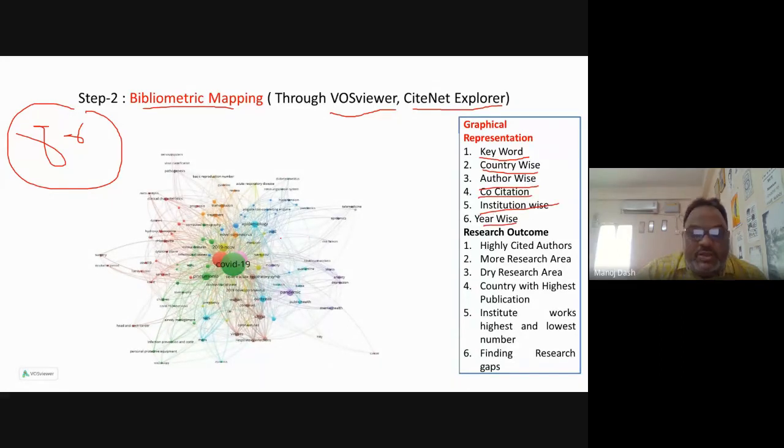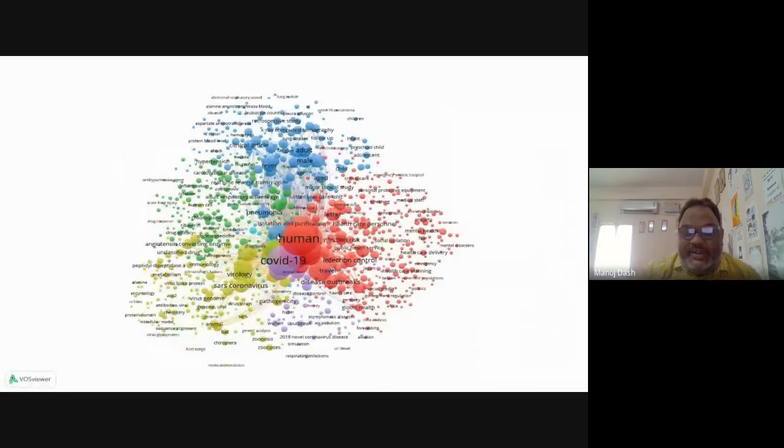For example, suppose, let me explain. This is the one bibliometry. Now, which is the most explored area? Anybody? जो काम हुआ है, कौन सा टॉपिक पे ज्यादा काम हुआ है?